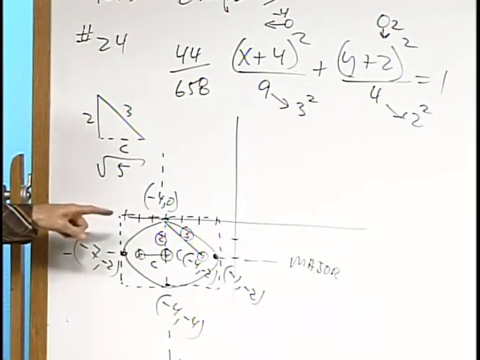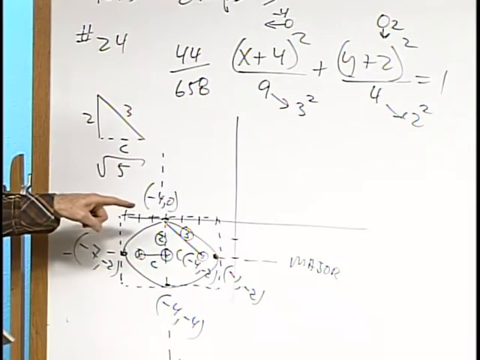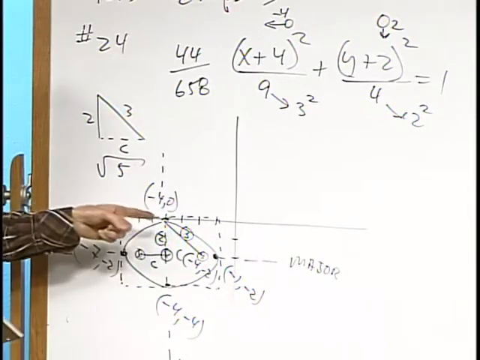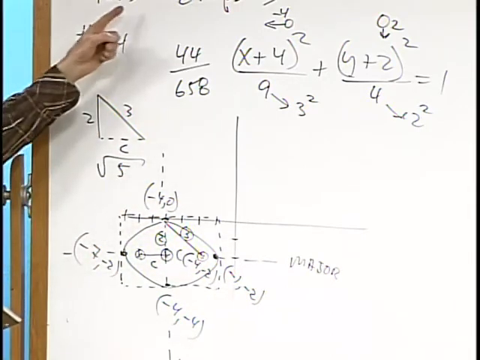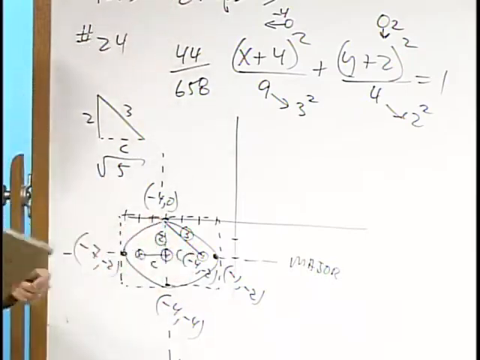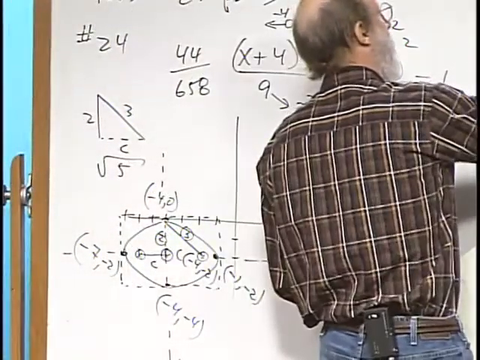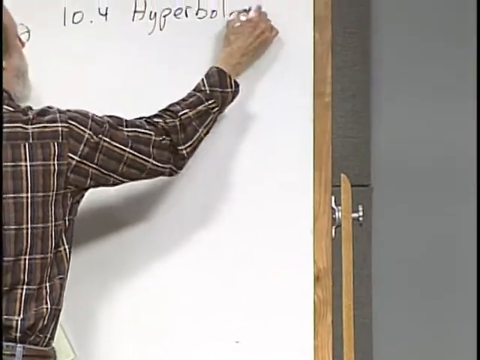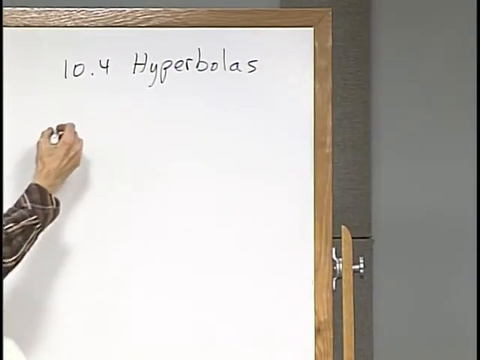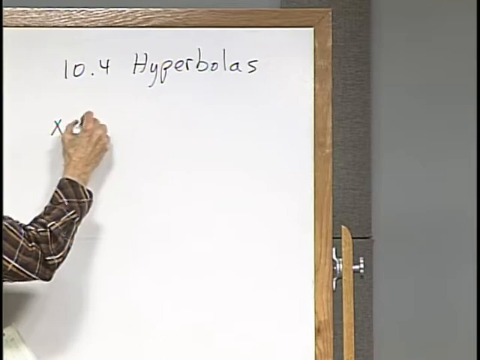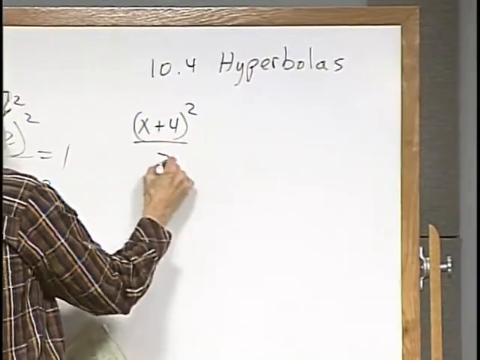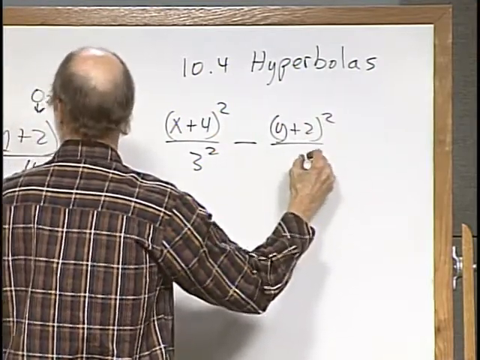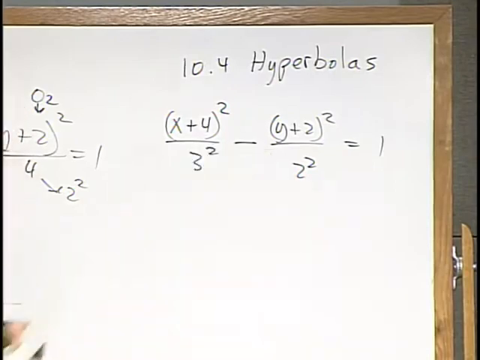Let's make a simple change to this equation that will dramatically change the shape, leaving that same rectangle, and we're going to end up with the other conic section, which is in section 10.4 of our book, called a hyperbola. So I'm going to use that same problem with a minor alteration for a brief summary of what's involved with hyperbolas. If I still have (x minus 4) squared over 3 squared minus (y plus 2) squared over 2 squared equals 1, we've dramatically changed the shape.